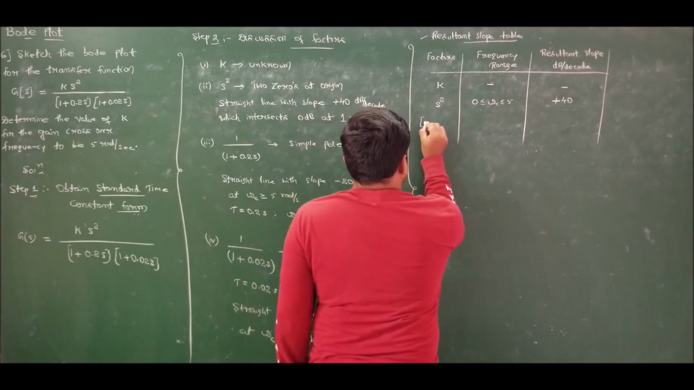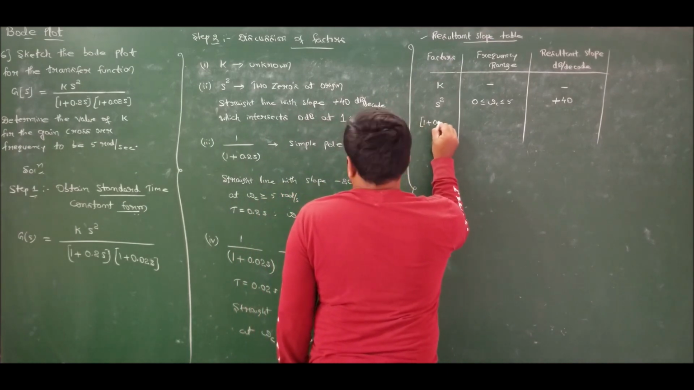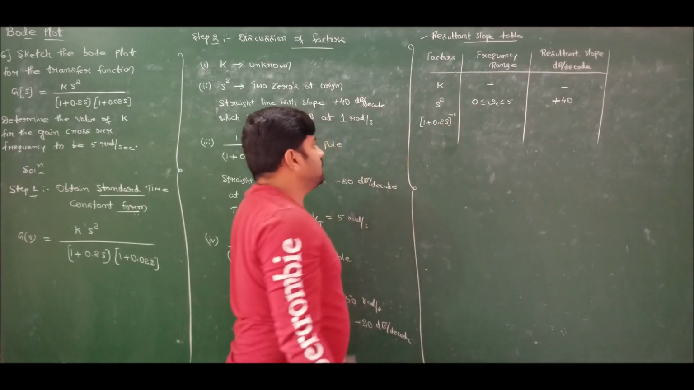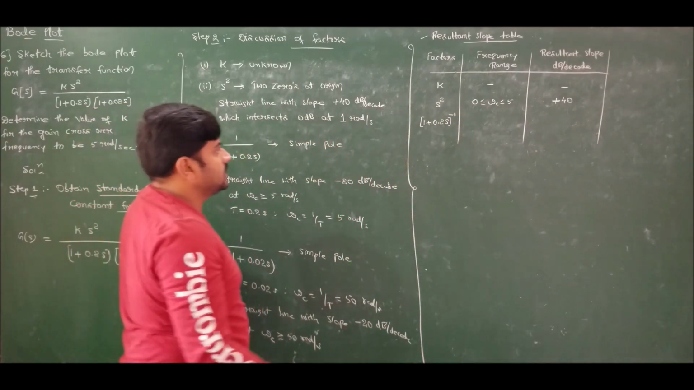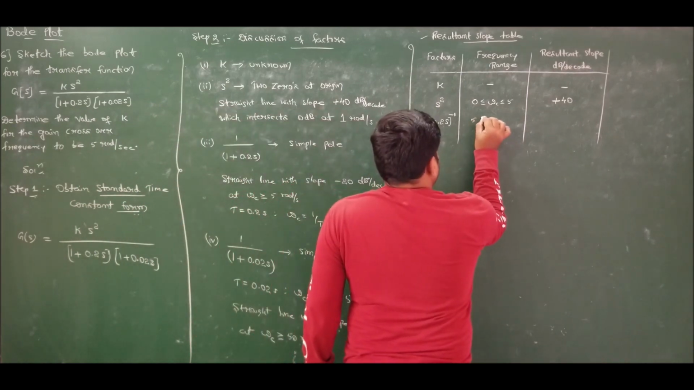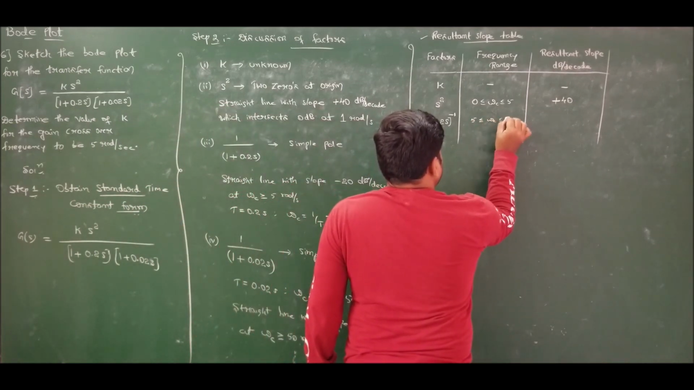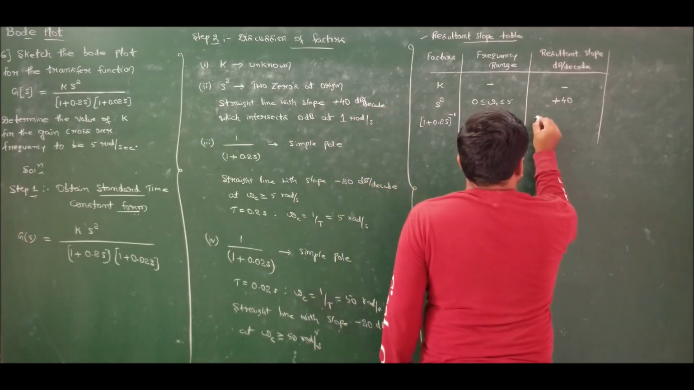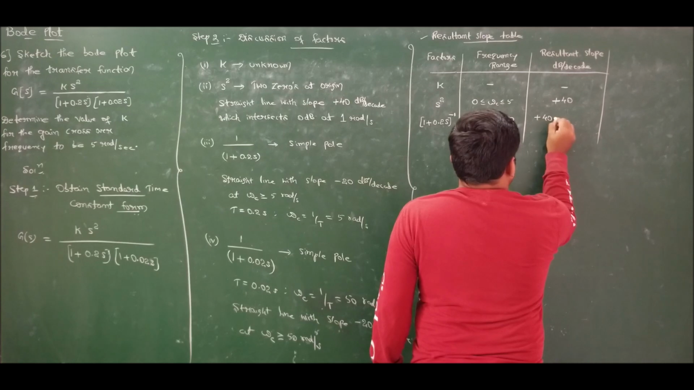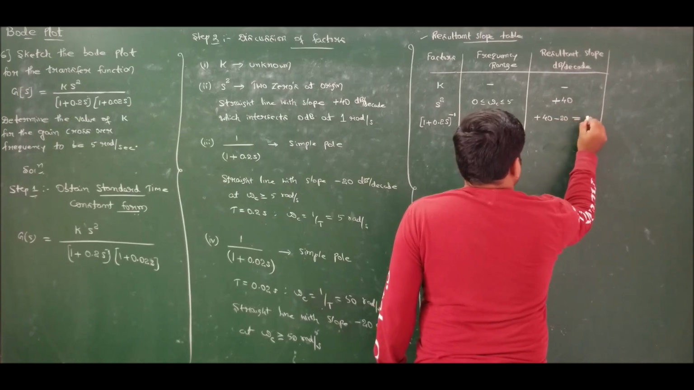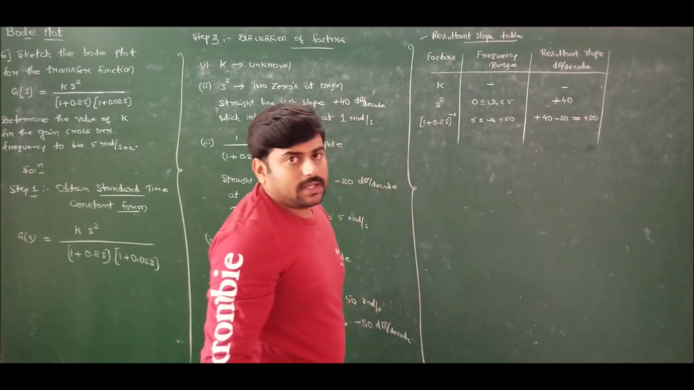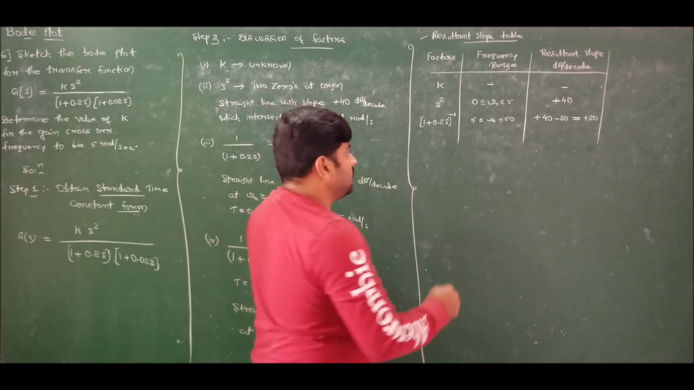And then we have simple pole, that is 0.2 s inverse. Inverse is because it is 1 by 1 plus 0.2 s, and its frequency range is 5 to 50 radians per second. Contribution is minus 20. So therefore plus 40 minus 20 gives us plus 20.